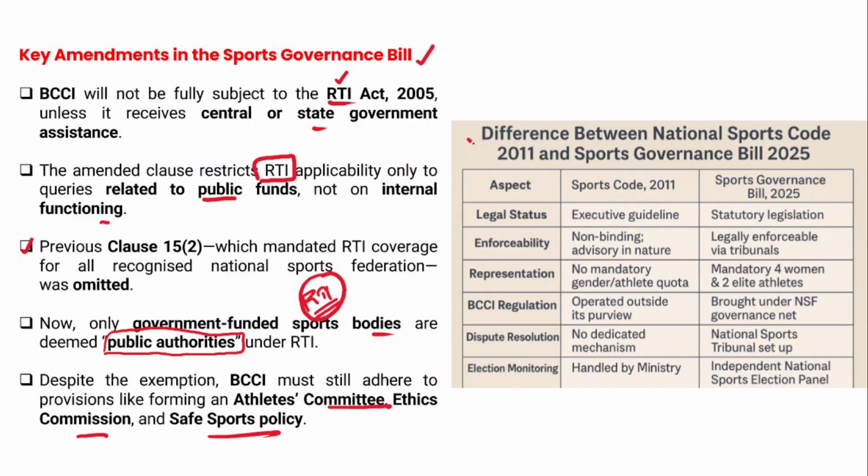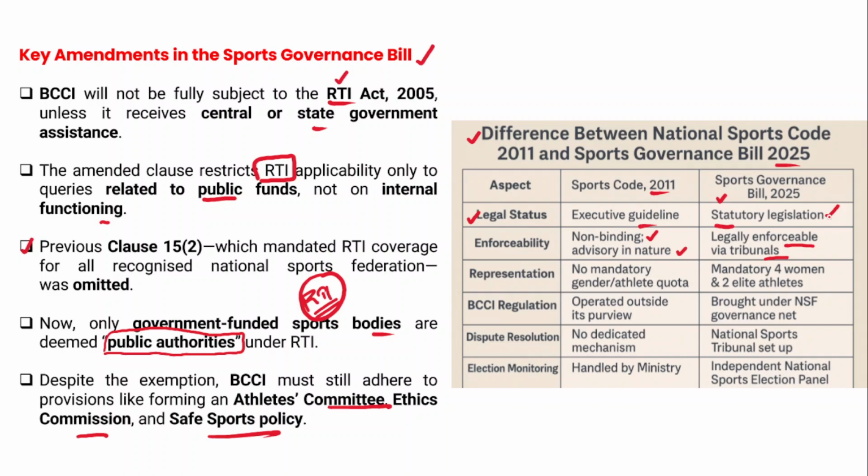So let's understand the difference between the National Sports Code 2011 and the Sports Governance Bill of 2025. The government already framed the Sports Code 2011. So let's understand the basic difference. In terms of legal status, the Sports Code 2011 is just executive guidelines. But this National Sports Governance Bill, if it becomes an act, is a statutory legislation. And if we talk about enforceability, the Sports Code 2011 is non-binding and just advisory in nature. However, the Sports Governance Bill 2025 is legally enforceable via tribunals because it is a statutory legislation.